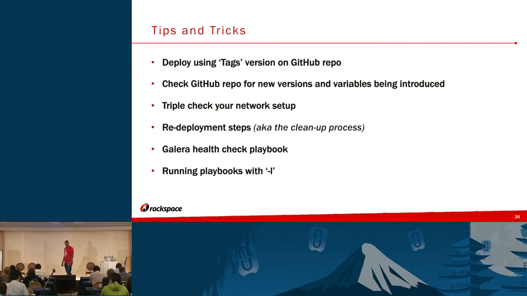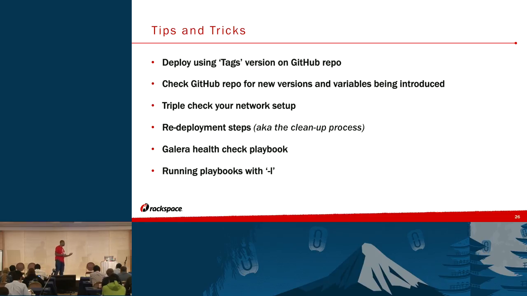Skipping towards some of the tips and tricks. What I've found when dealing with OSA, these are just some of the things that have made my life a lot easier. Anyone familiar with GitHub knows that you can go in and deploy code by the branch or by the tag. I highly recommend looking at the tags when looking at OSA, not just the branch.